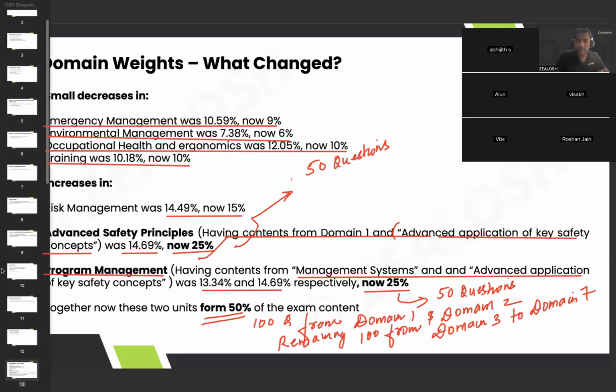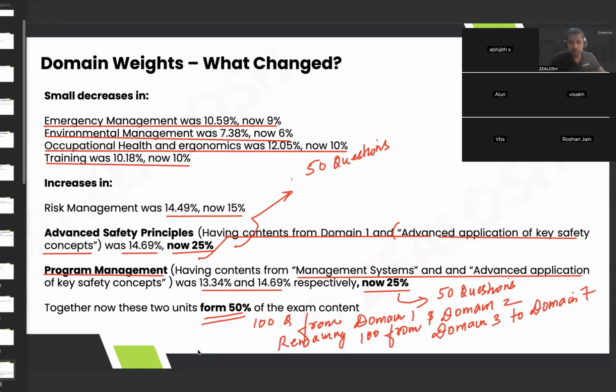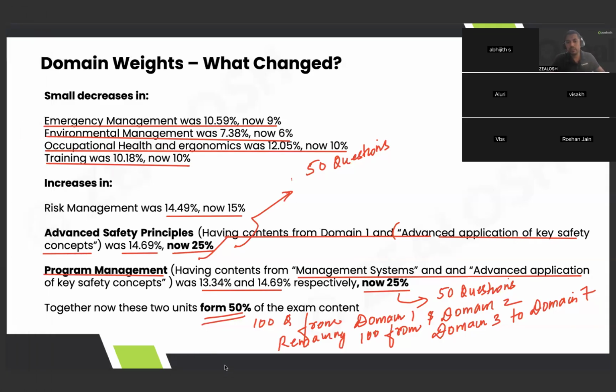I have an advice. Whatever the percentage, you have to treat all units equally. Domain 1 and domain 2 contribute 50%, and the remaining 5 domains are also contributing 50%. So be it 6%, 8%, 9%, you have to concentrate on all the units. You have to study all the syllabus which is given. Don't skip. Mostly I've seen people skipping environment, and skipping the training domain. Don't do that.